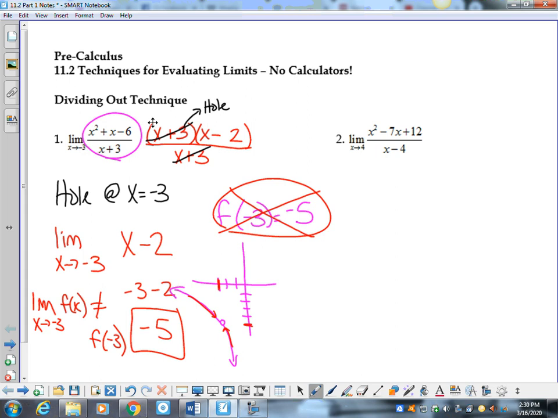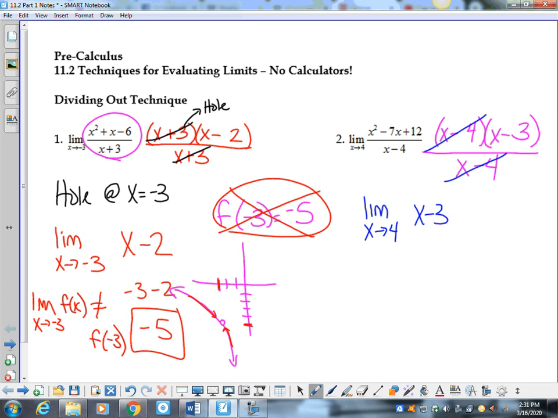Okay, so let's look at number 2. If I look at my function, I see that it's going to have issues at 4, and of course, that's where we're headed with our limit. So I'm going to factor this. 12 that adds to give me 7, and I want a -7. So I can see that I'm going to have a hole at 4. So now I can reset the limit with the new function that has the hole removed, and I can just plug in a 4 and get a 1.